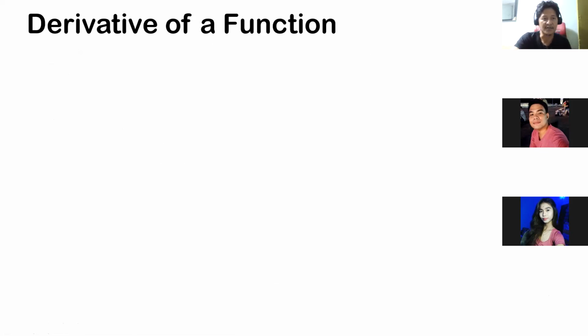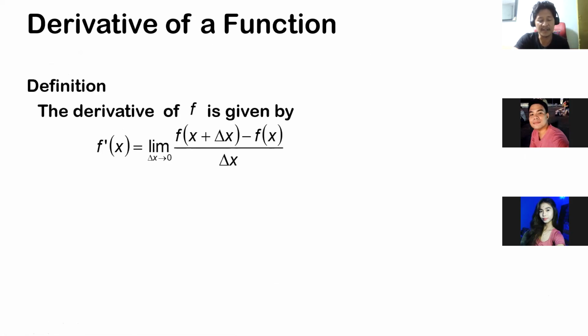So again, let's try to define what is the derivative of a function. The derivative of a function is given by f prime of x. So the derivative of small f is given by f prime of x, wherein this is defined to be the limit of f of x plus delta x minus f of x over delta x as delta x approaches 0. Of course, if this limit exists, then we have your derivative. If this does not exist, then there is no derivative.